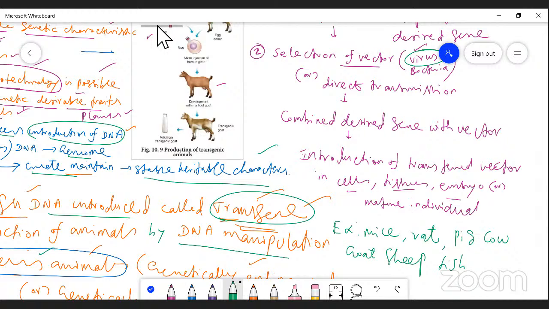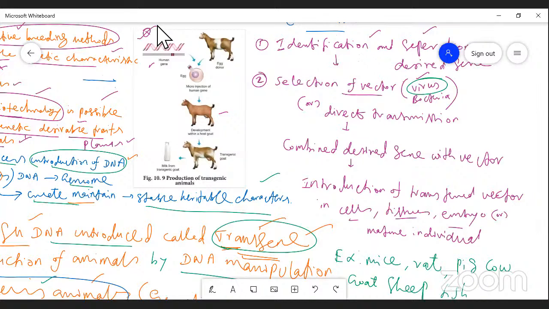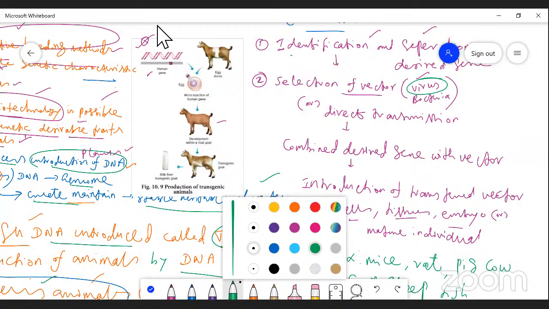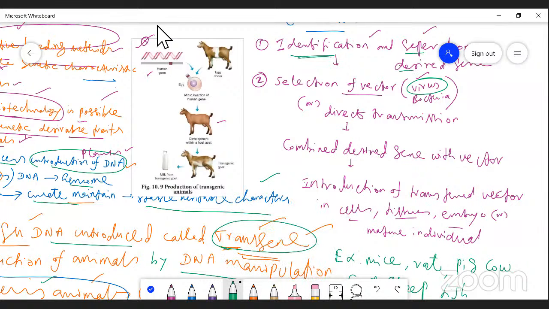The first step involved for transgenic animals is identification of the gene and separation of the desired gene. After identifying and separating the healthier gene, the vector is selected. The vector may be virus or bacteria. In this technique, a vector is used, and also direct transmission, transferring the gene directly or through the vector.